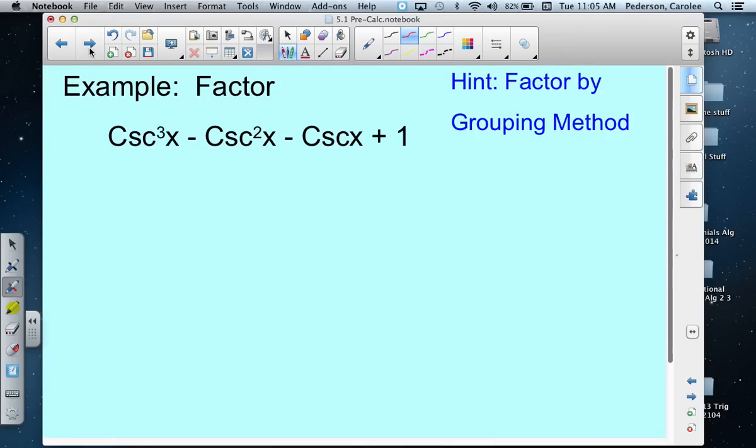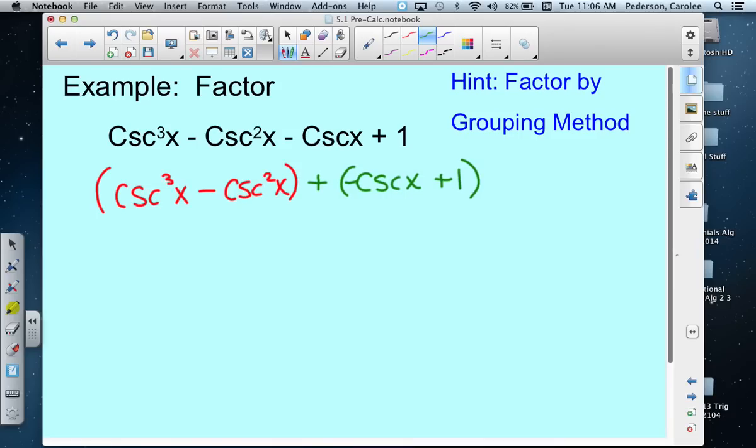Second example, we're going to do some grouping. So I'm going to group the first two, the cosecant third power of x and cosecant squared of x, together. And then we'll group the next two terms together. All right, in the first parentheses, I can take out a GCF of cosecant squared of x. And what I'm left with is the cosecant of x minus 1. In the second parentheses, I can take out a negative 1. So I'm left with cosecant of x minus 1.